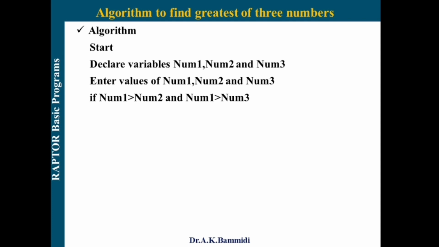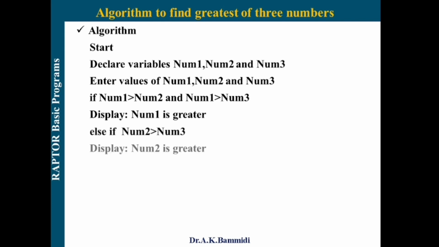Initially we will find out if number 1 is greater than number 2 and number 1 is greater than number 3. Obviously then number 1 is greater, so we display number 1 is greater. Else if number 2 is greater than number 3, then number 2 is greater, else number 3 is greater. With this the algorithm comes to the end. Now we will execute the algorithm in the Raptor environment.